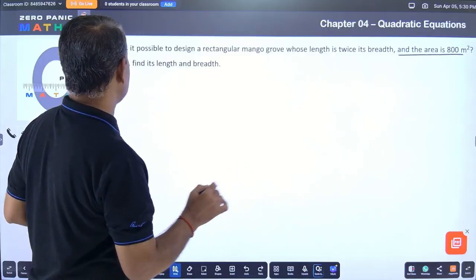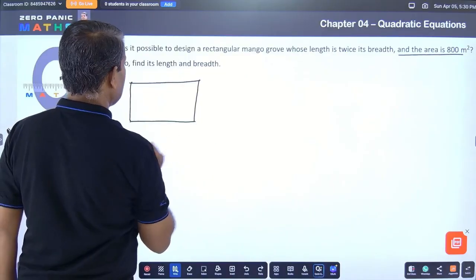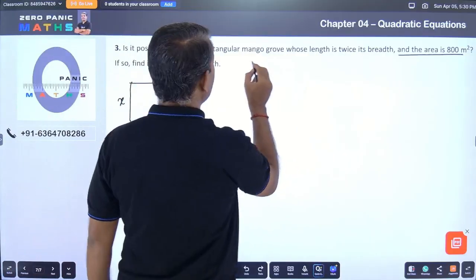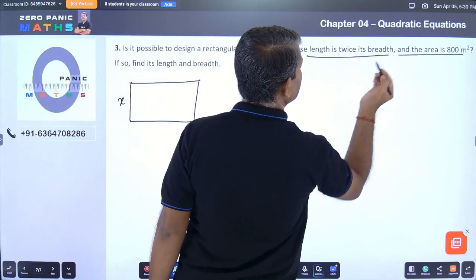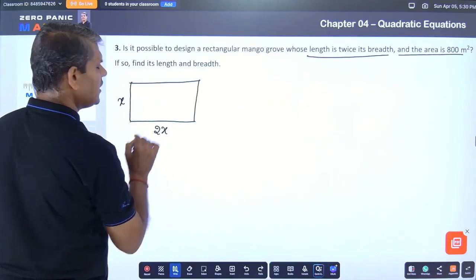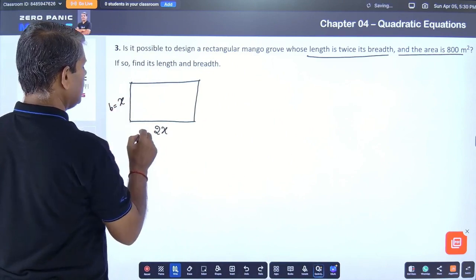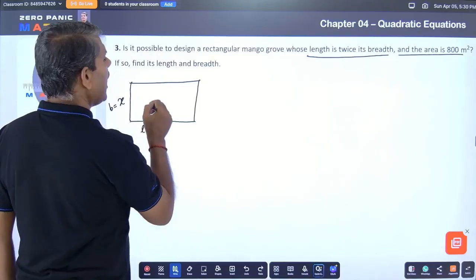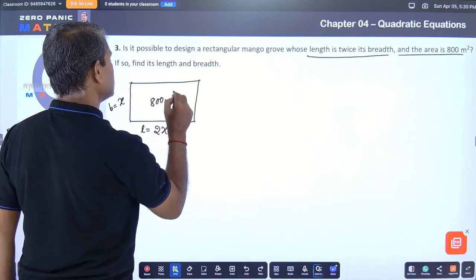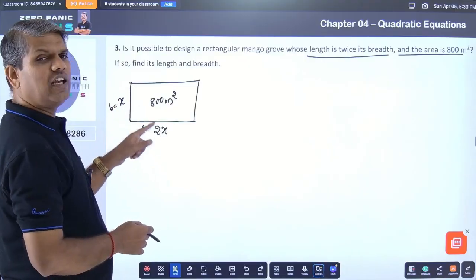Now let us simply assume a rectangle, and suppose its breadth is x, and what they are saying is whose length is twice its breadth. So it is breadth, and it is length, 2x. And what is the area they are saying? The area is 800 meter square. And how do you find out the area of a rectangle? By multiplying length and breadth.